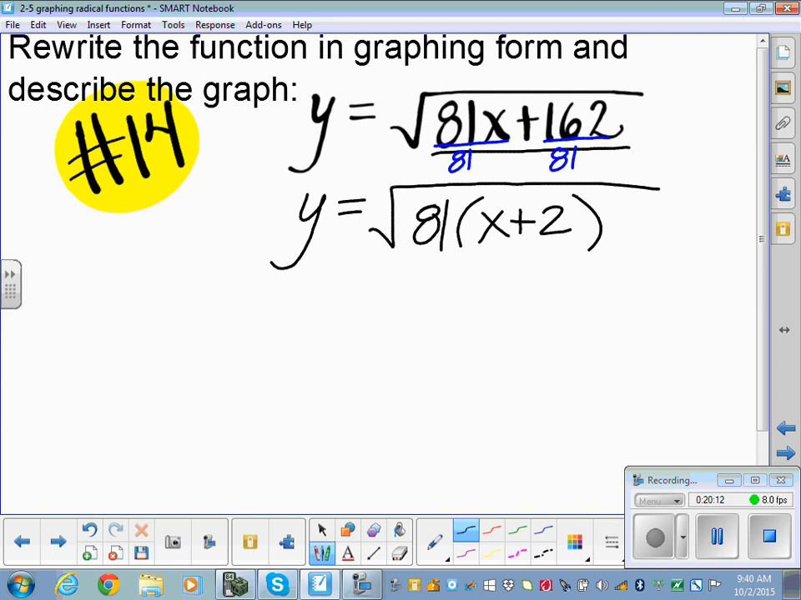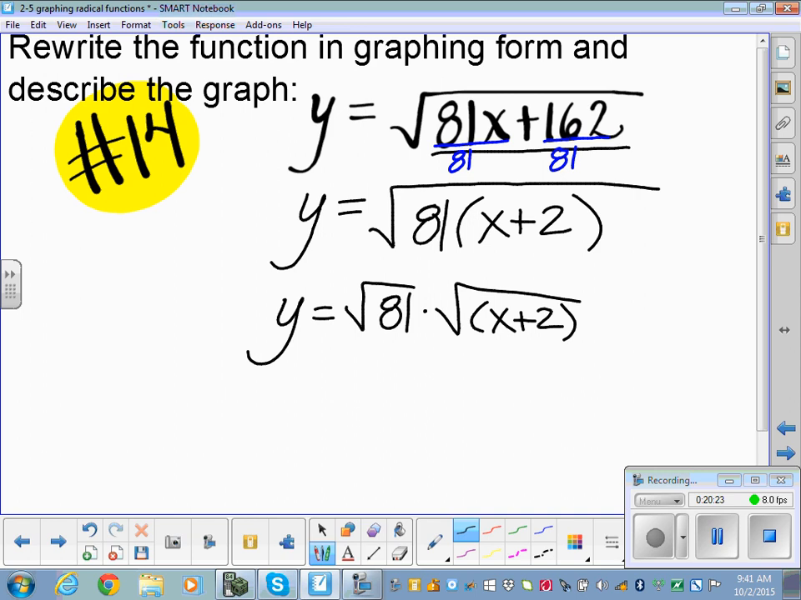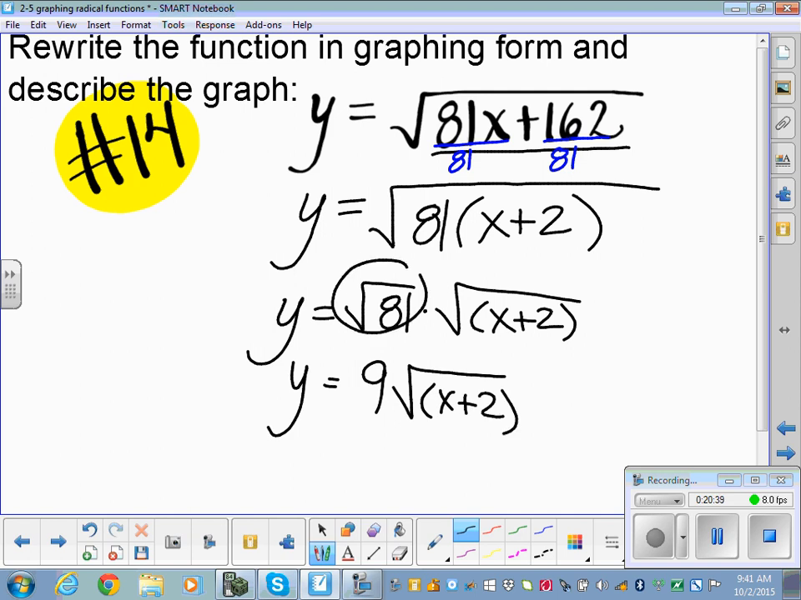Now from here, check to see: what we have here is the square root of 81 times the square root of x plus 2. Does everybody see how 81 is just multiplied to x plus 2? So I can break it apart like this. Now on your calculator, do the square root of 81. You get a 9. 9 times the square root of x plus 2. Does everybody understand how 81 became 9? Okay, questions on that? I'm not done.